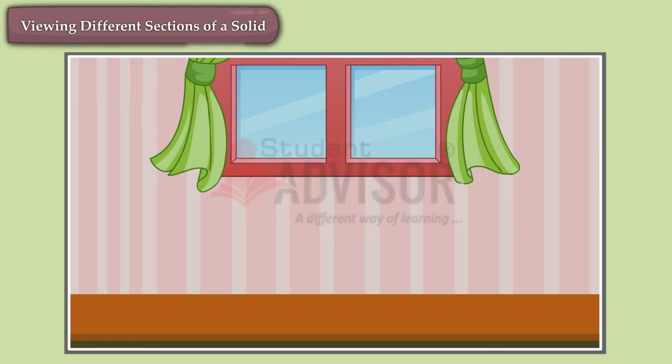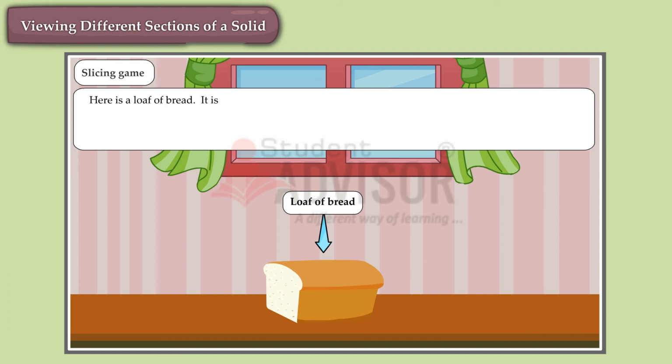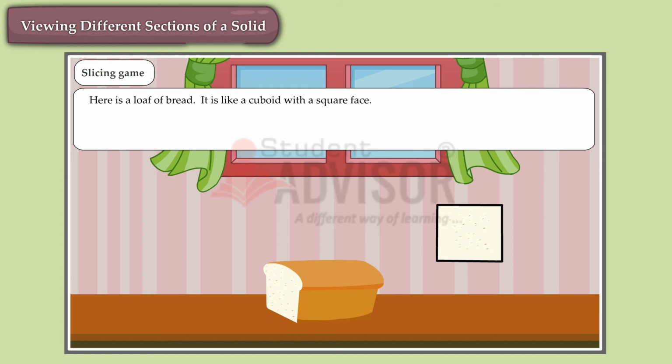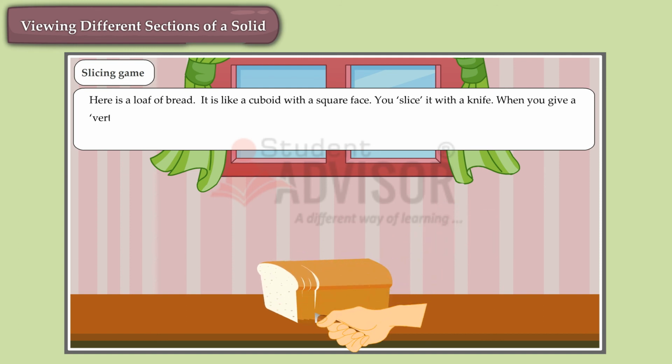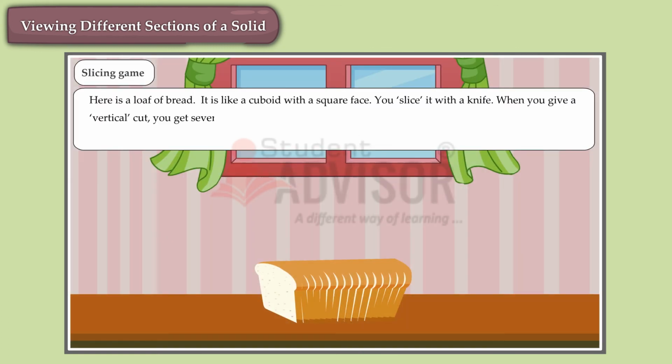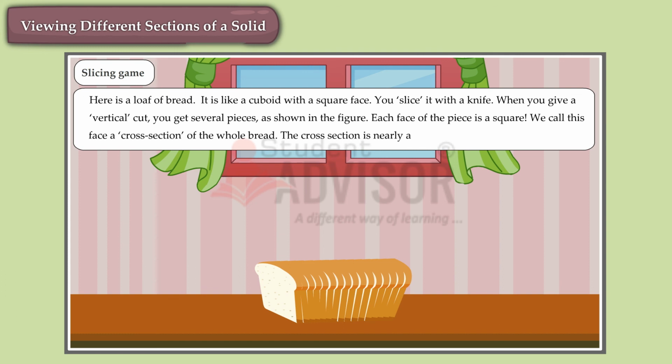Viewing different sections of a solid. Slicing game. Here is a loaf of bread. It is like a cuboid with a square face. You slice it with a knife. When you give a vertical cut, you get several pieces as shown in the figure. Each face of the piece is a square. We call this face a cross-section of the whole bread. The cross-section is nearly a square in this case.